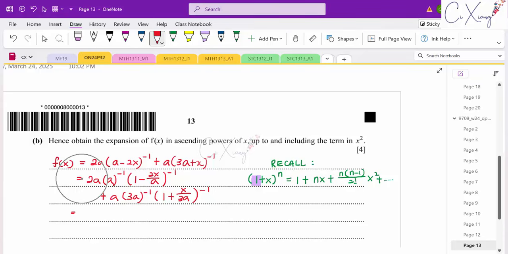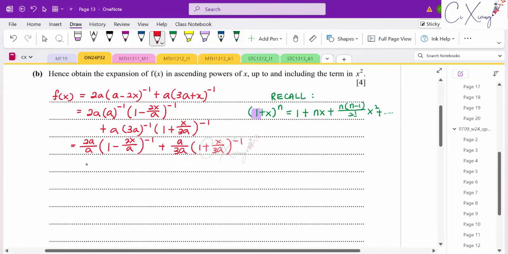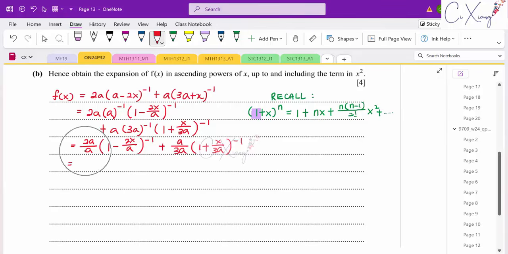The next one will be, you take 2a divided by the a. A power negative 1 means divided by a, right? So for this particular bracket, I'm having 1 minus 2x over a, then power negative 1. Then for the second part here, you should have a divided by 3a, then 1 plus x over 3a power negative 1. Okay, so everything looks good right now, and we are going to apply the formula for the expansion for these two brackets.